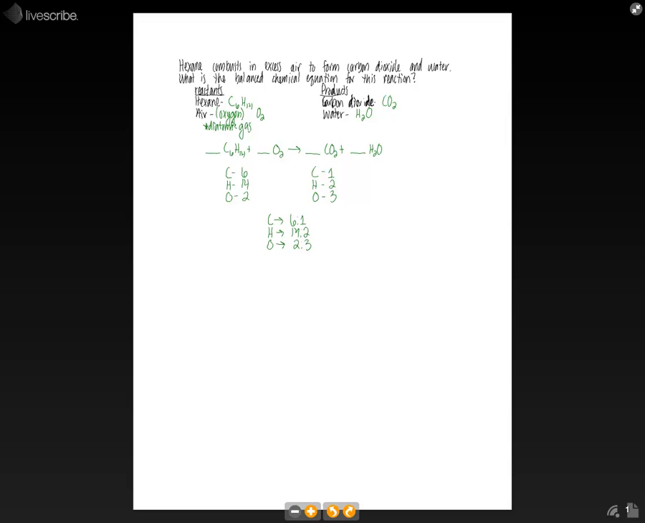We're going to want to find carbon and hydrogen first, because carbon and hydrogen are only present in 1 molecule on each side of the equation, so they're going to be the easiest to balance. So we will do those first.